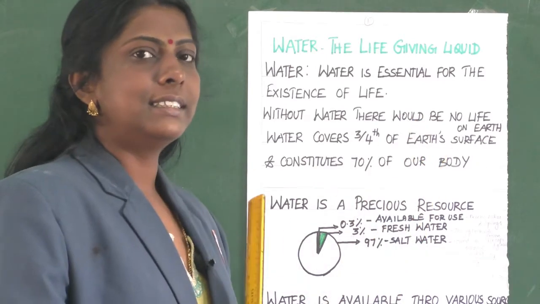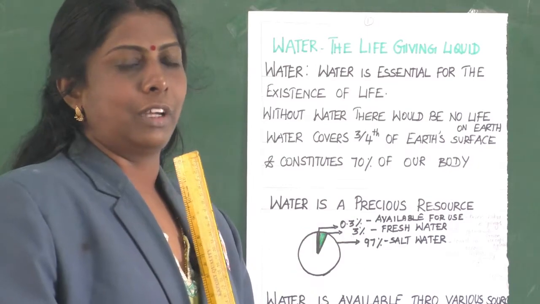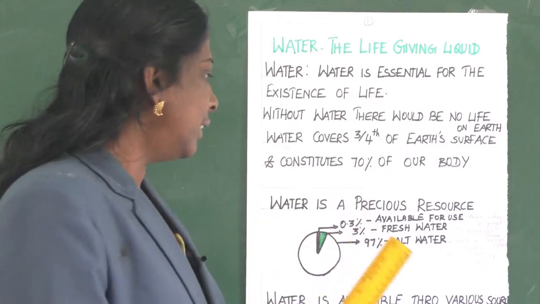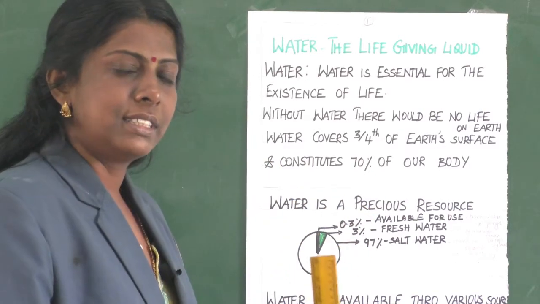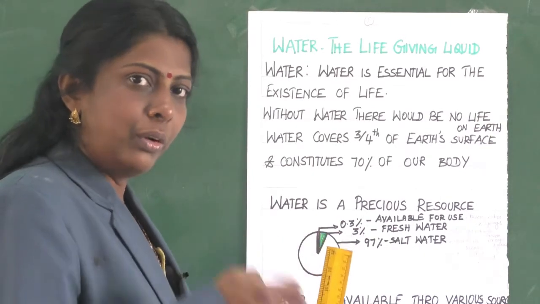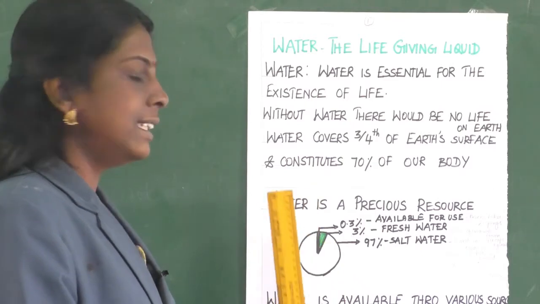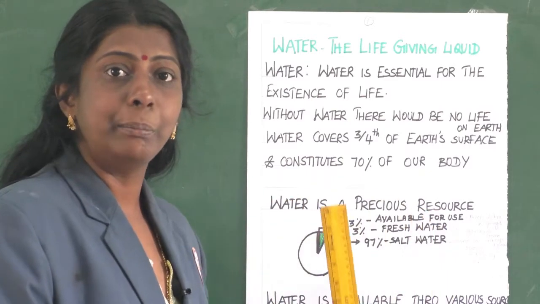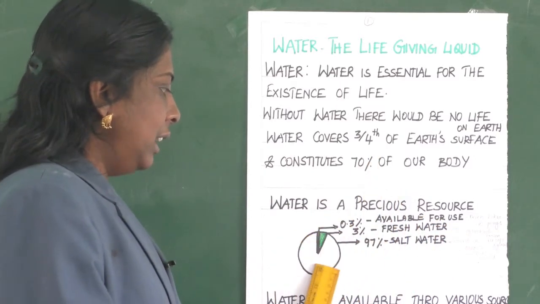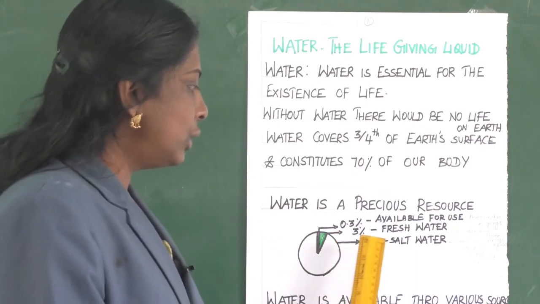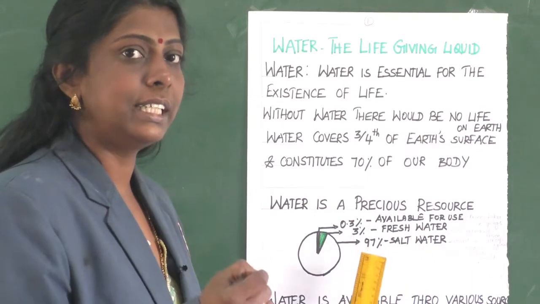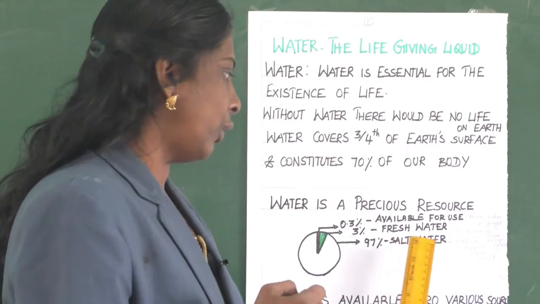Then, let us learn about the available water. How much water is available for our use? Here they have given a circle chart. We are going to learn about the usage or available water for use. Water is a precious resource. Now out of the available water, 97% of water is salt water. About 97% of earth's water is salt water.